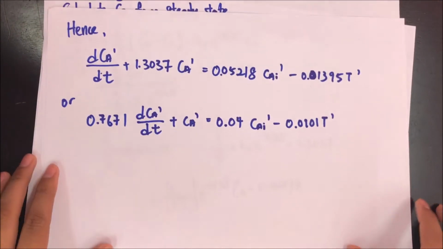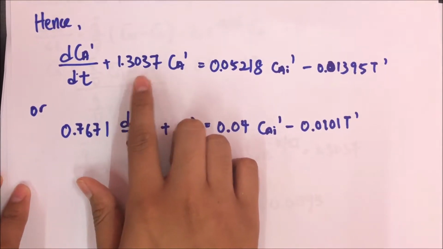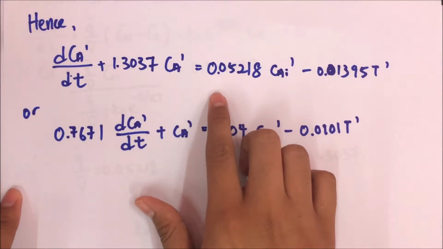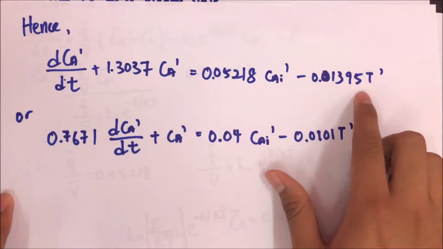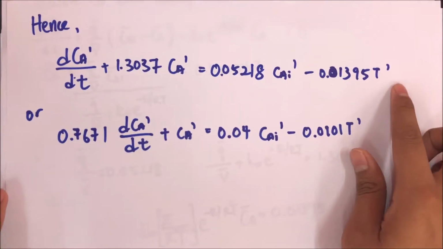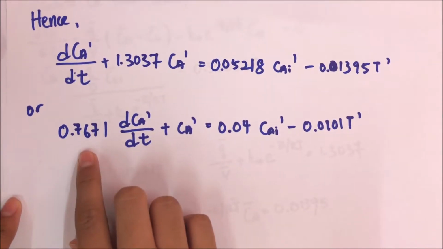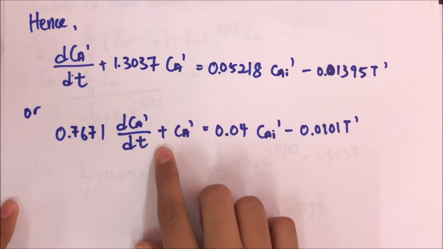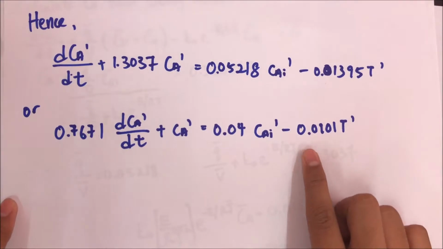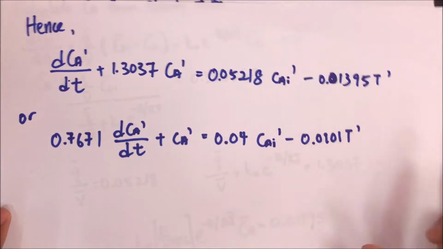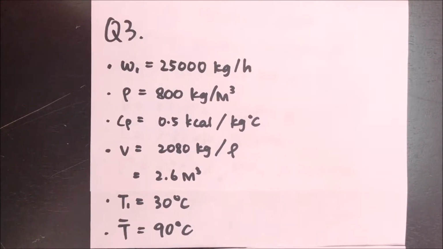Hence, we will get the new equation, which is dCA dash over dt plus 1.3037 CA dash is equal to 0.05218 CAI dash minus 0.01395 T dash. Or, to make it more simplified, we can also put this equation in the form of 0.7671 dCA dash over dt plus CA dash is equal to 0.04 CAI dash minus 0.0101 T dash.